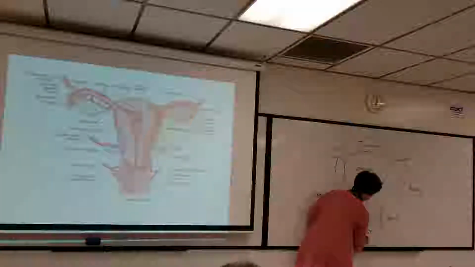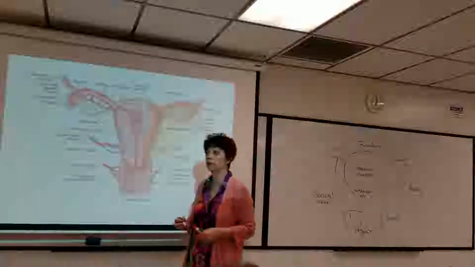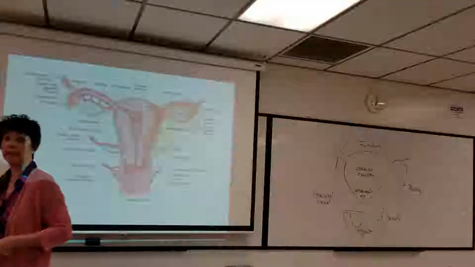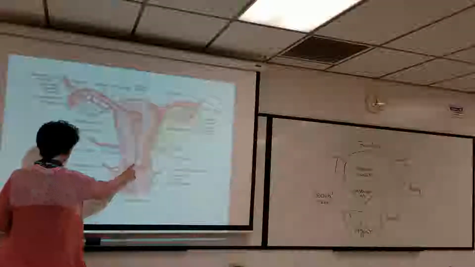So the sperm moving into the uterus would enter the external os first, pass through the cervical canal, and then enter the uterine cavity via the internal os. The fetus, when it's being born, would move from the uterine cavity through the internal os to the cervical canal, and then finally to the vagina through the external os. All right, so here's internal, here's external.